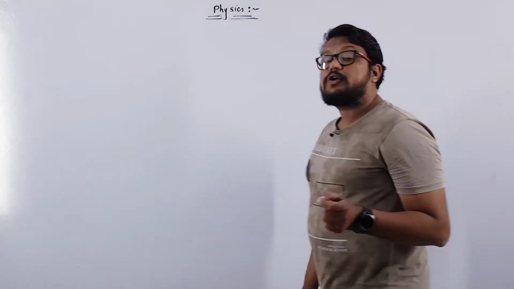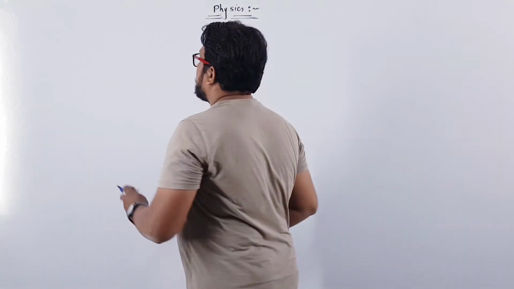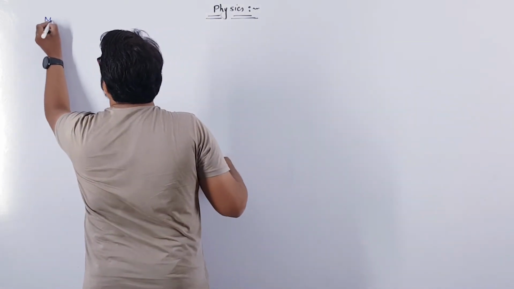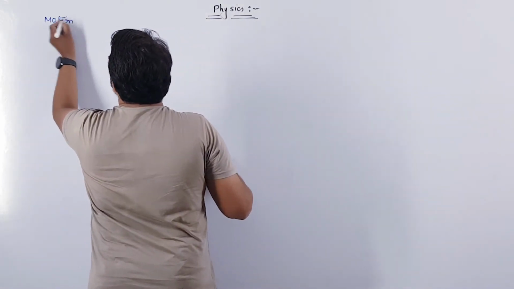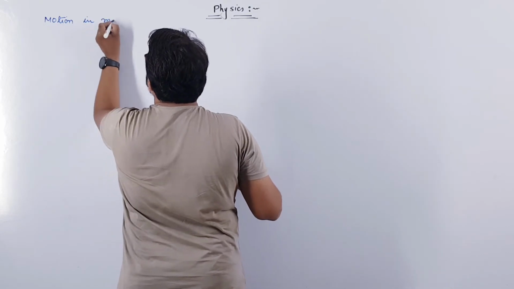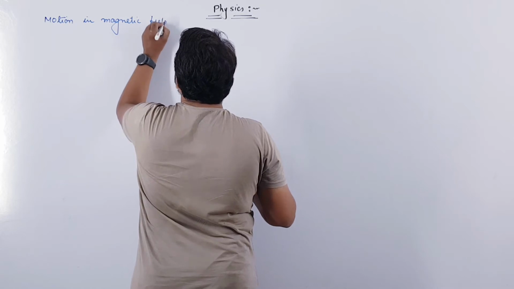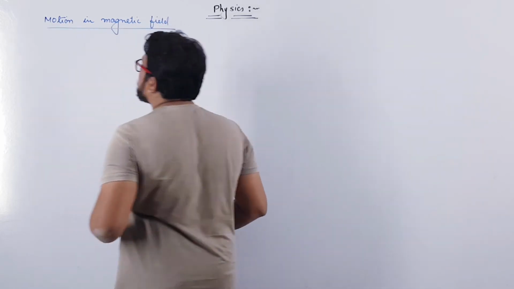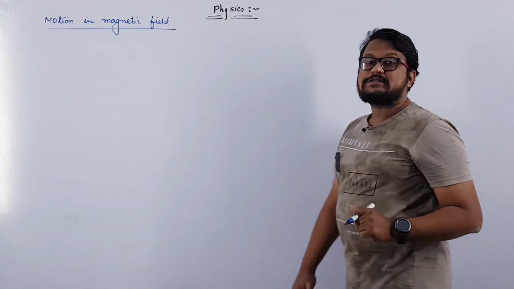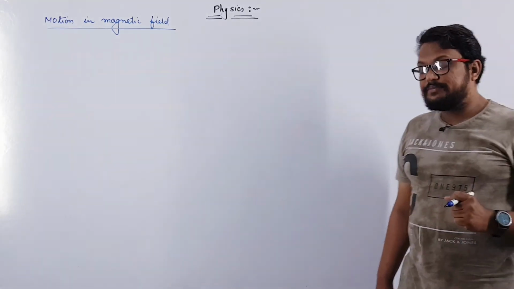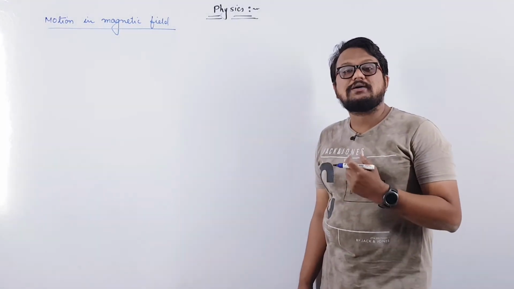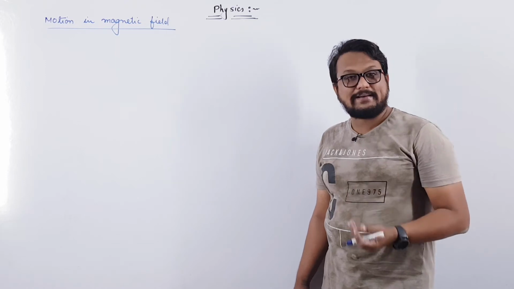Now, the next topic is motion in a magnetic field. Motion of a charged particle in a uniform magnetic field. Before discussing this topic, let us discuss something related to work which you have already learned in chapter 6 of standard 11, right?